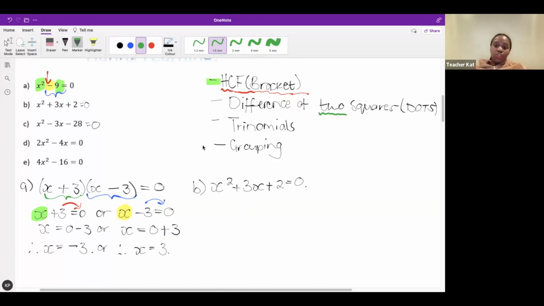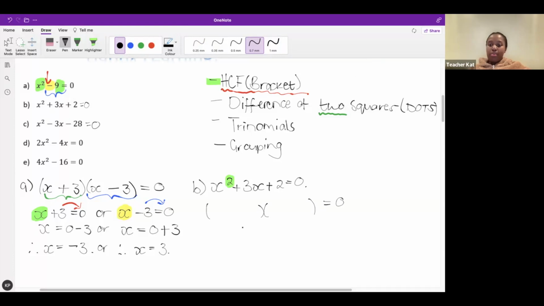Third option is trinomials. Is this a trinomial? Yes, it is. So we are going to use that method of factorization. It's a trinomial and x has an exponent of 2. So we already know we're going to use the trinomial method. Great. Let me open my brackets.